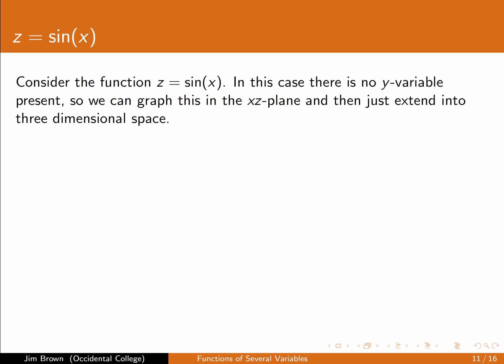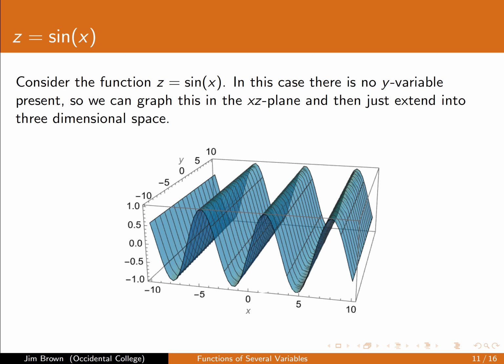We can look at other functions as well. In this case, let's look at z is equal to sine of x. Notice there's no y variable here, so all the action is happening in the xz plane. We can graph z is equal to sine of x in the xz plane, and it's going to look just like your normal sine curve. Then you just extend it in 3-space because the y variable doesn't come into play. As you go along here, this is just z is equal to sine of x, a normal sine curve, and any value of y will work with it because there's no y in the equation. So it just extends out as a wave.